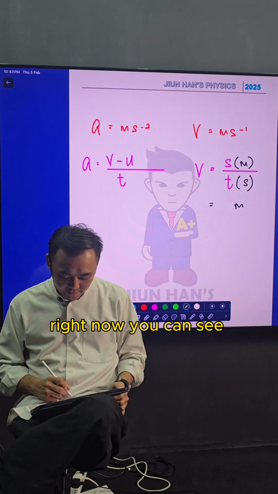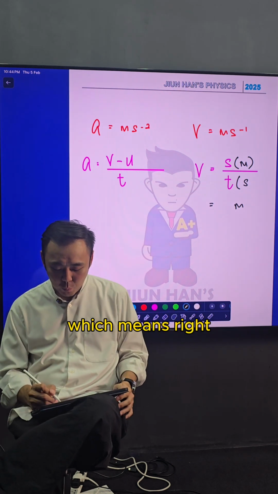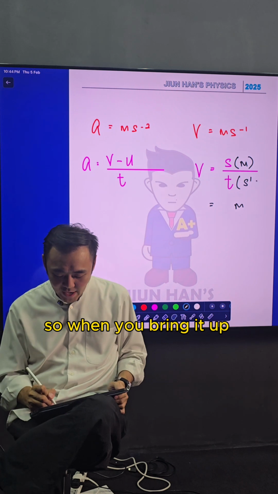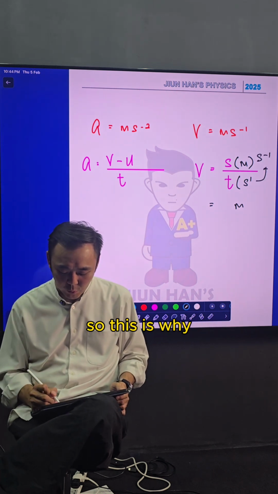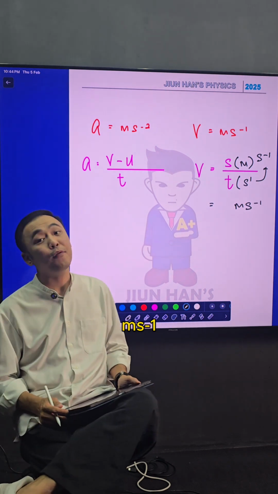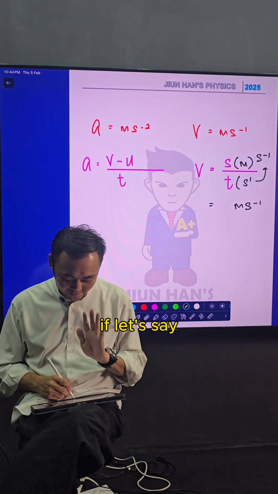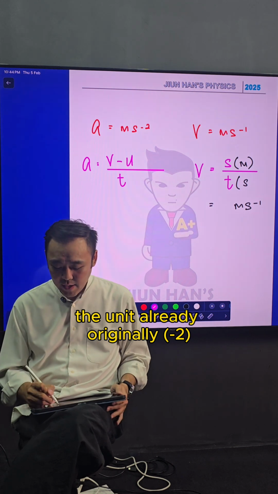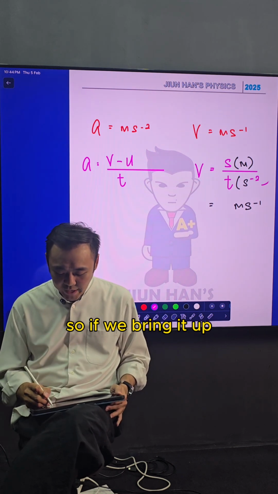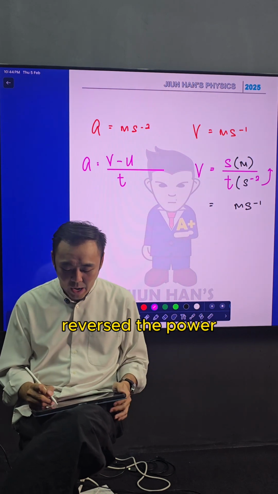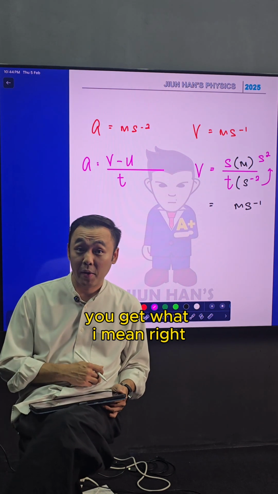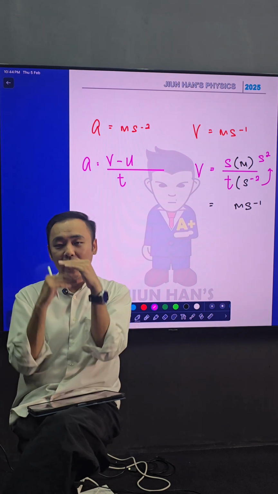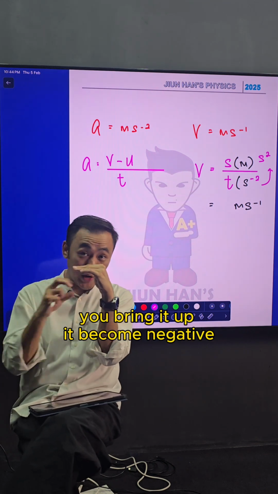Right now, you can see, letter S got no number whatsoever, which means the power is 1. When you don't write any number, power 1. So when you bring it up, what happened? The 1 will become -1. So this is why your formula ends up having ms^-1. Now, what if this one down here, the unit is originally -2? If we bring it up, the power is reversed, you will now get +2. You get what I mean, right? So if it's already negative at the bottom, you bring it up, it will become positive. If it's positive at the bottom, you bring it up, it becomes negative.